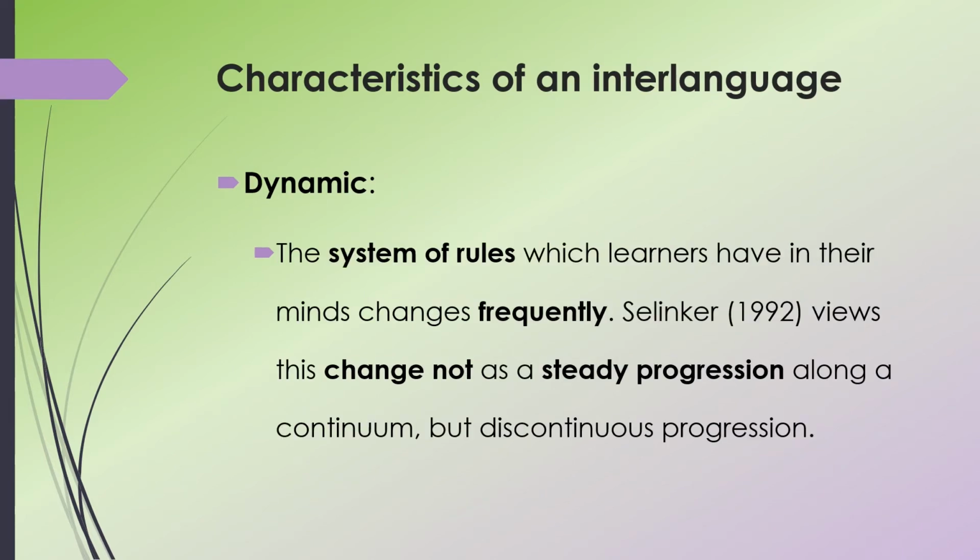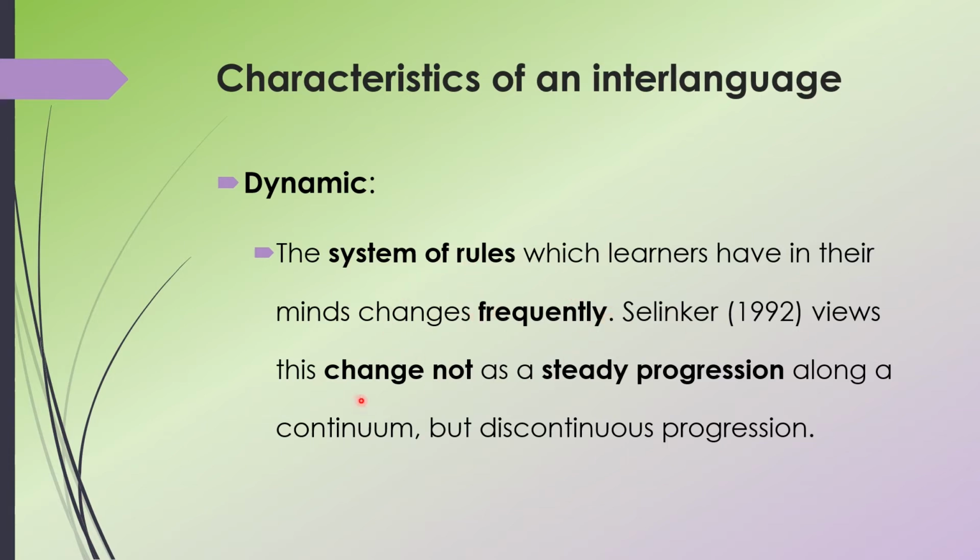Dynamic, that means it is changing. The system of rules which learners have in their minds changes frequently. For example, I develop a rule like we have to use "so as" at the beginning of a sentence, but later from another input I came to know that it can be different, so I change my rule. So that is how interlanguage rules can be changed.